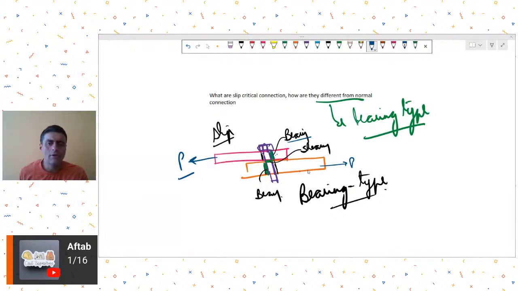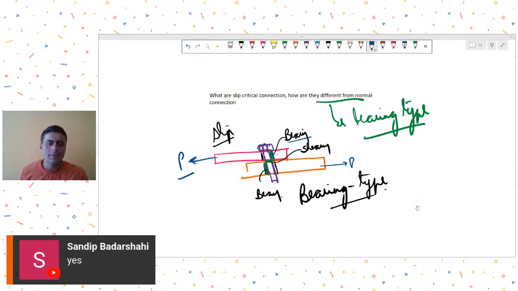Similarly, this orange plate will also slightly slip, right? So there will be a slight slippage. Now this slippage is okay as long as we have a static load. Static load means where the load is always acting in one direction. So there will be slip only one time, then there will be no further slip.